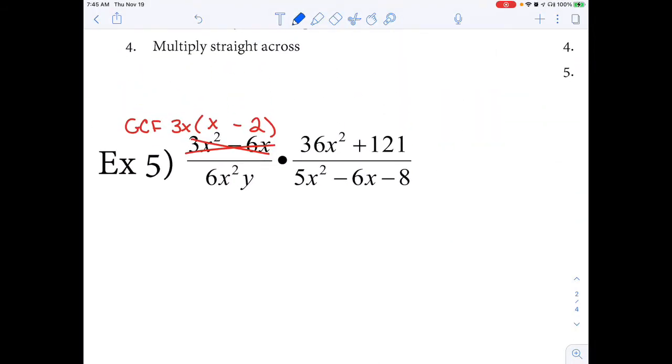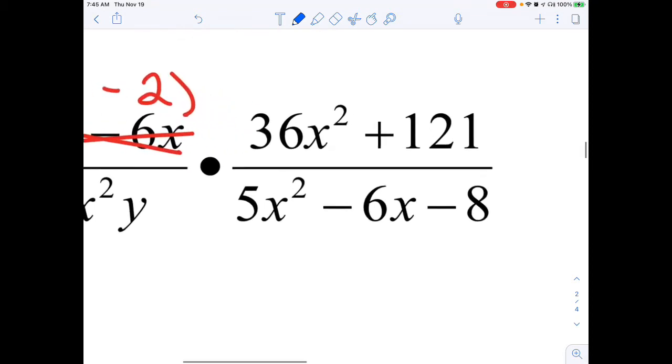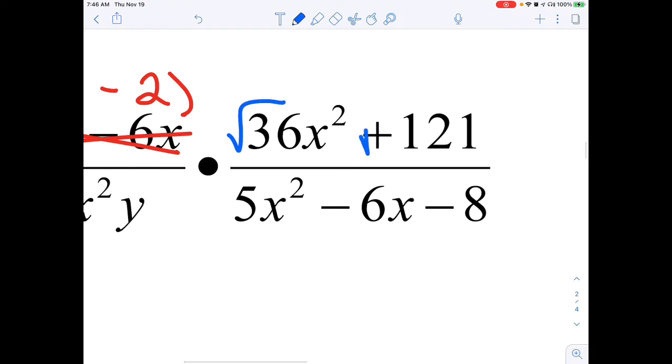Now what I'm going to do is go over to the top right. Some of you might be really tempted to say, oh, Mrs. Landelli, these are perfect squares, so I can take their square roots. And I guess you could, but this would be an imaginary factoring problem because this is a plus sign.